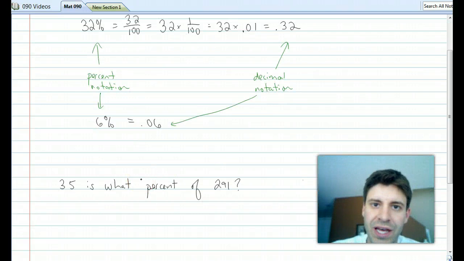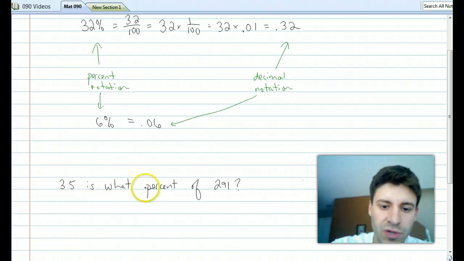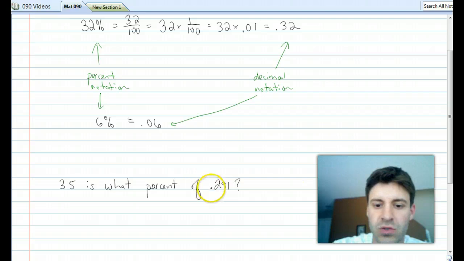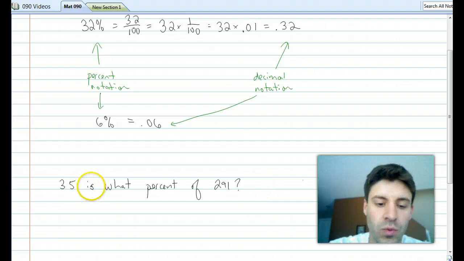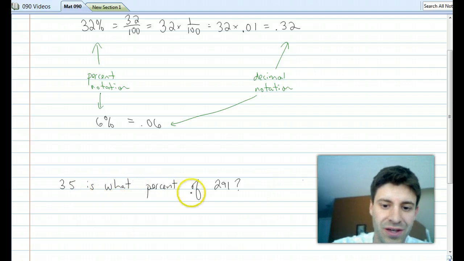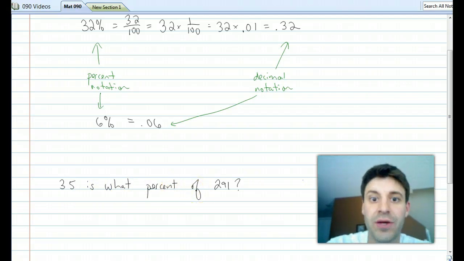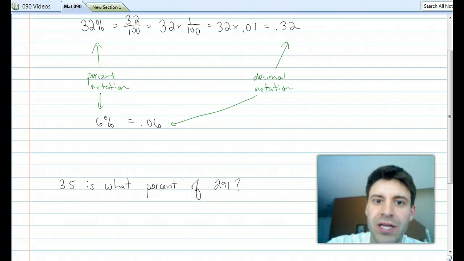What we want to be able to do next is we want to be able to solve simple word problems like the one I have written here. 35 is what percent of 291? And the key to solving these very simple word problems is going to be knowing how to translate the English words in this problem to mathematical symbols. So I'll make a little list for you.